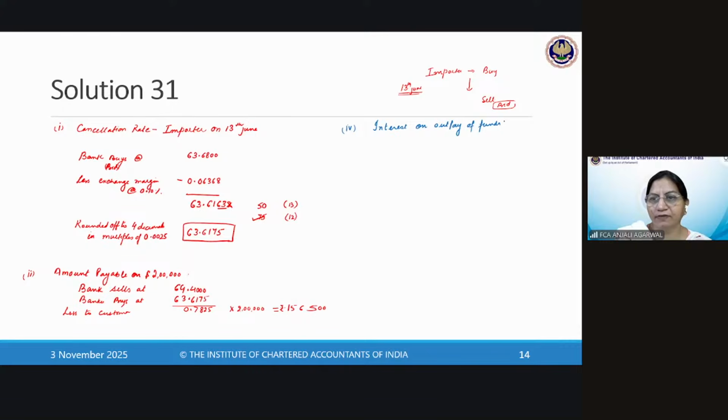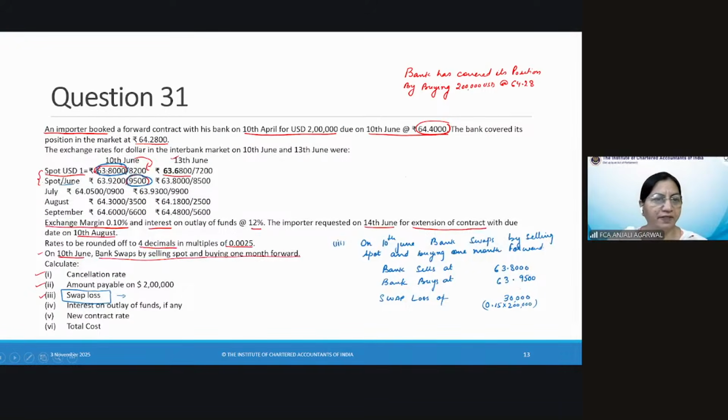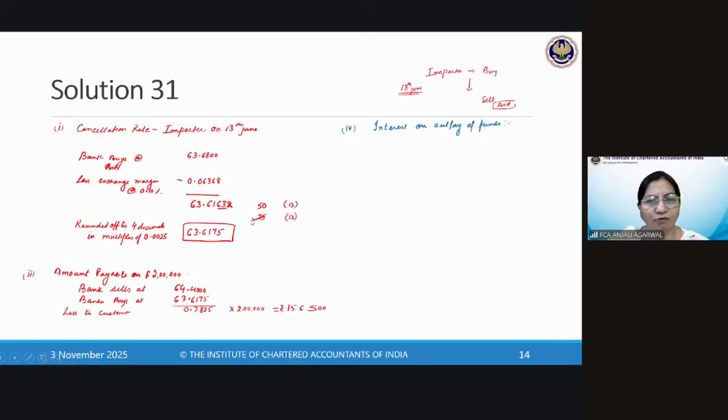Now there is a small difference. This was a swap arrangement. The bank has sold at 63.8 and bought at 63.95 for the swap. But truly speaking, if you look at this rate, the bank covered itself at what rate? 64.28. So the bank is buying at 64.28 and selling at 63.80. Okay. How much is the outflow of funds?